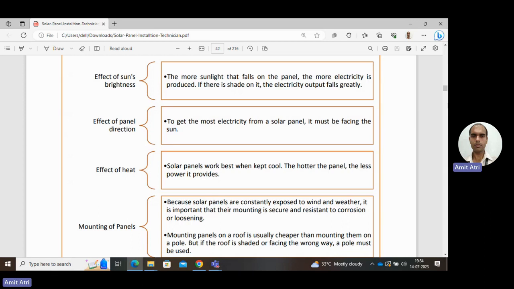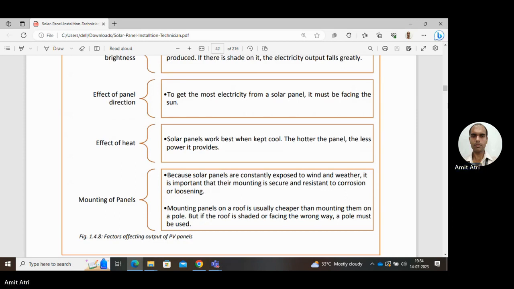Next is effect of heat. This inversely affects the electricity production from a solar panel. So the temperature of the solar panel should be less. If it increases, then the generated power will decrease.